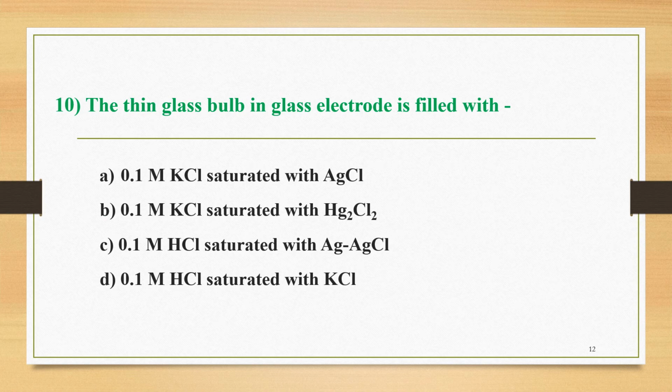The next question, number 10, is here. The thin glass bulb in glass electrode is filled with, and the four options are: A is 0.1 molar KCl saturated with AgCl, B is 0.1 molar KCl saturated with Hg2Cl2, C is 0.1 molar HCl saturated with silver chloride electrode, and D is 0.1 molar HCl saturated with KCl.